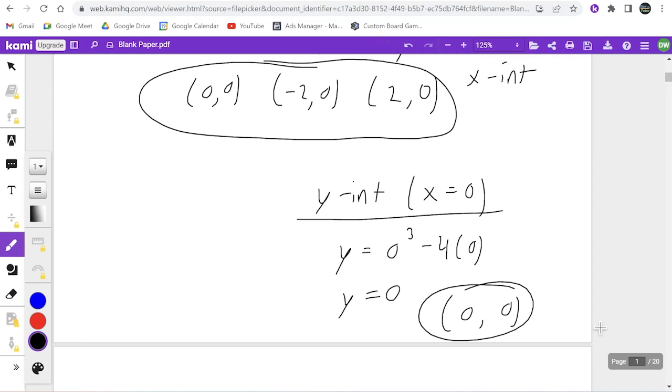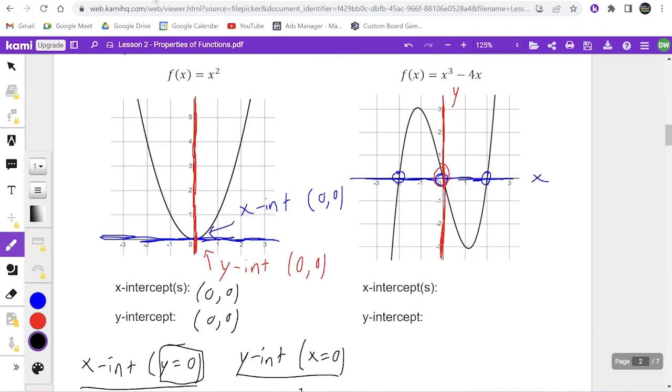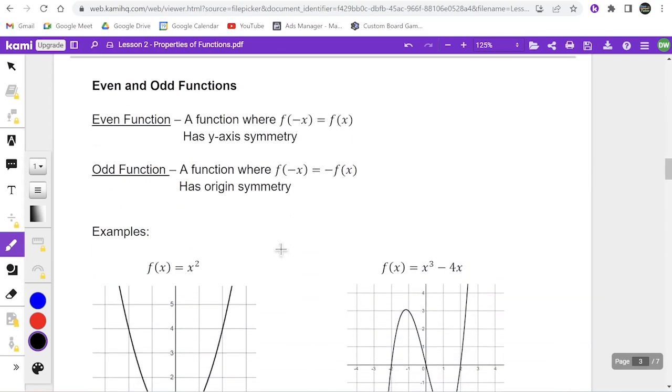Okay, hopefully you're all pros at this by now, or at least you're really good at watching me do it, which is good enough for right now. Okay, now we're going to talk about even and odd functions. Probably the hardest thing we're going to talk about today, because it's kind of confusing, if I'm being perfectly honest.